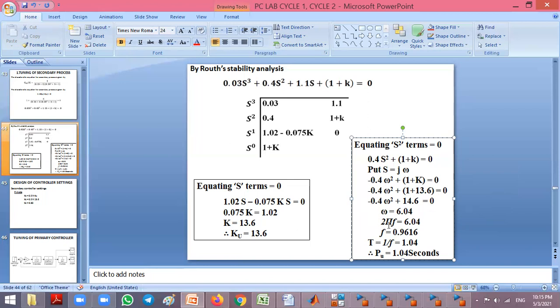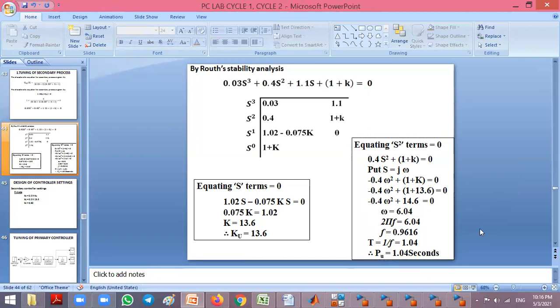Now you substitute omega. Omega is nothing but 2 pi f. So 2 pi f is equal to 6.04. Now you find f: you divide 6.04 by 2 pi, and then from f you calculate T. T is equal to 1 by f, so Pu is 1.04 seconds.